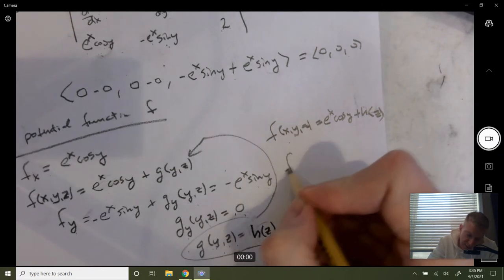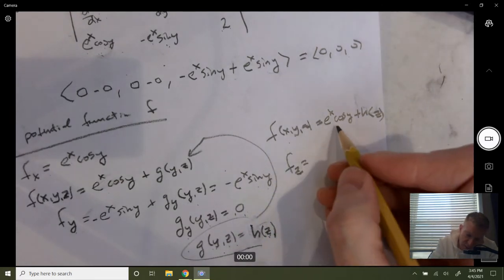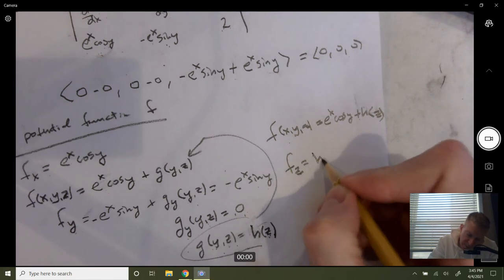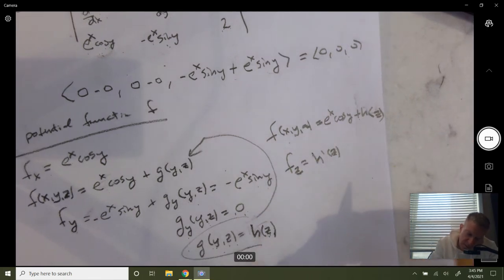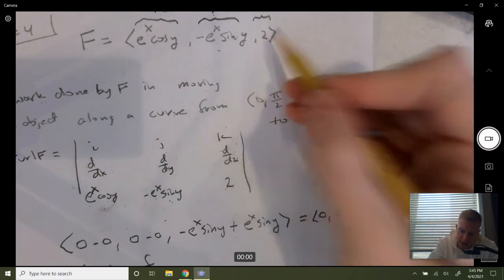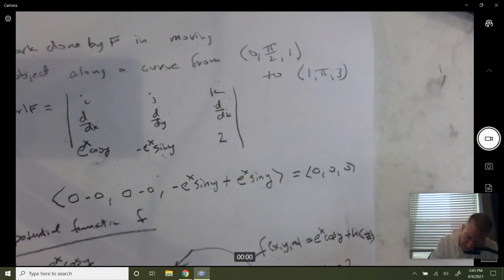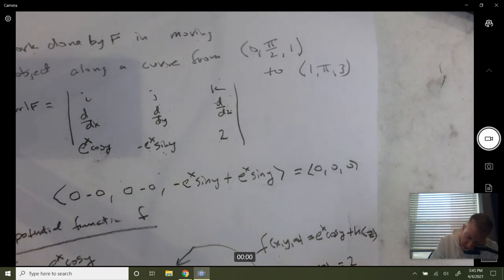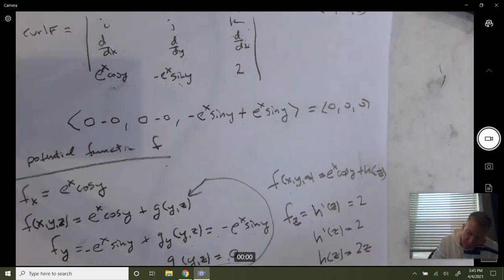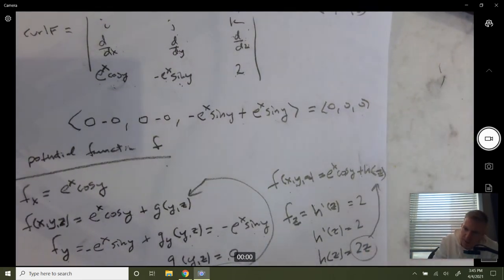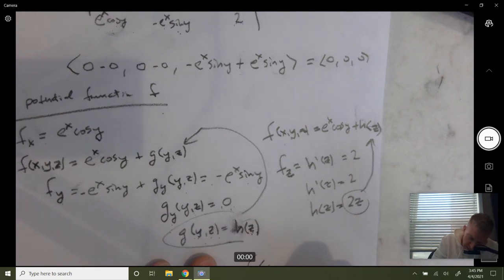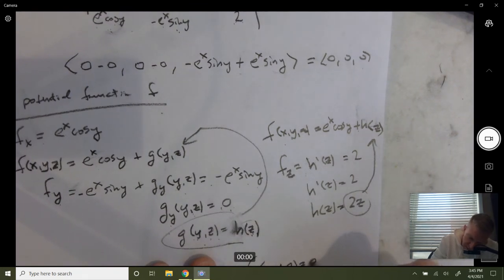Now I'm going to find the z derivative. The z derivative equals h prime of z. Okay, and the z derivative up here has to equal 2. So that has to equal 2. H prime of z equals 2. So h of z equals 2z. So my function, plugging that back in up here, I've got f of x, y, z equals e to the x cosine y plus 2z.